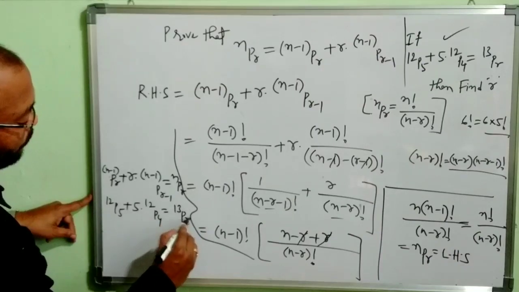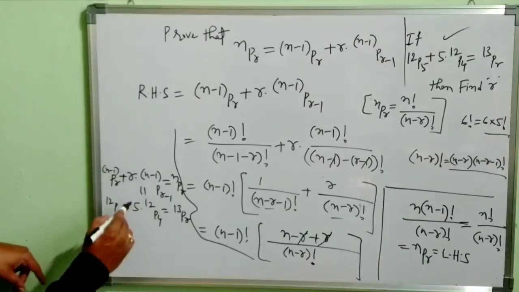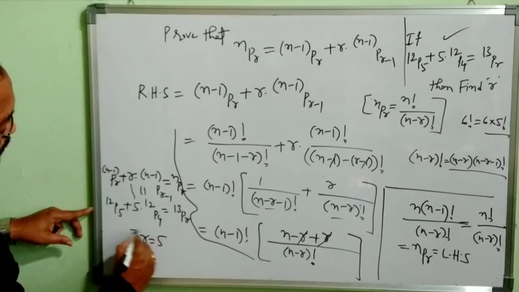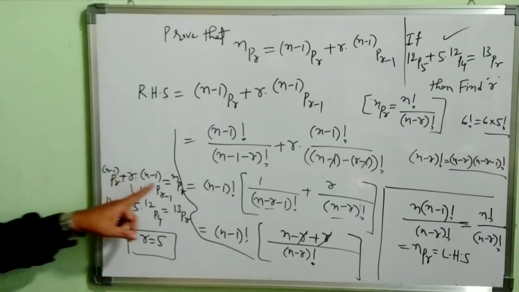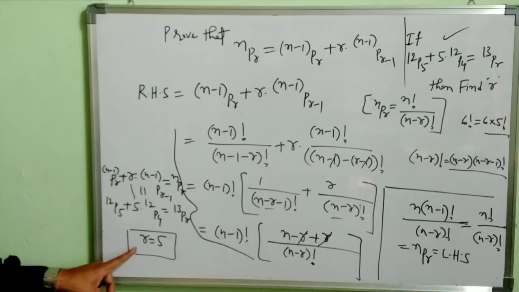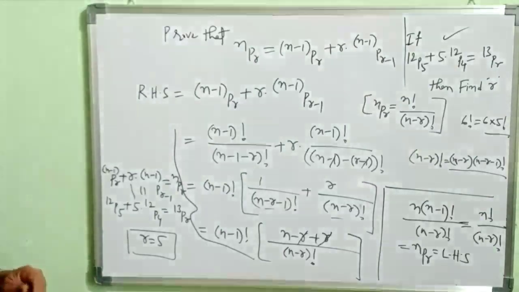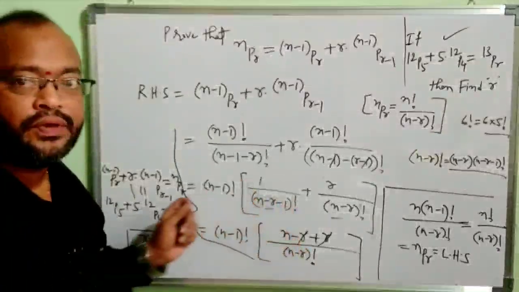Look at here. When you compare these two, what is the value of R? R is equal to 5. Simply, we can write the formula, compare the terms and write the answer: R is equal to 5. So this will give us 2 marks, right? So when the problem is given, we will solve this one.